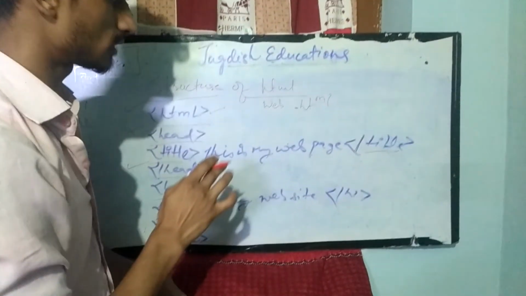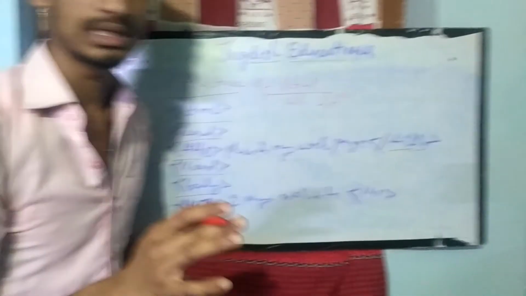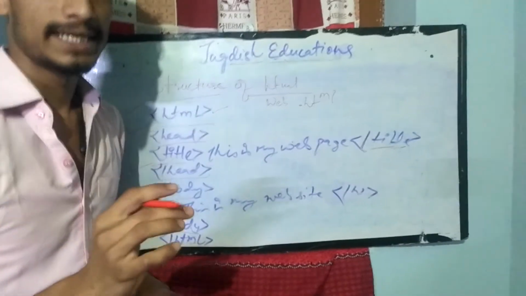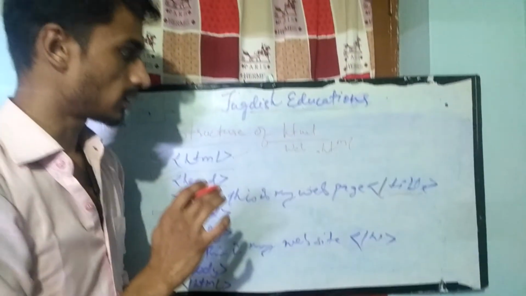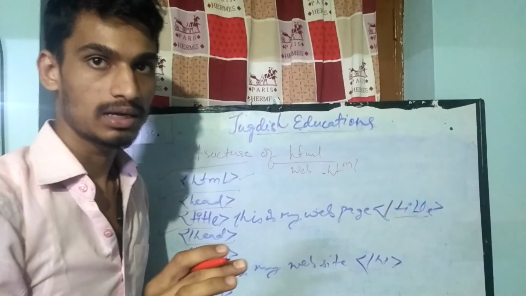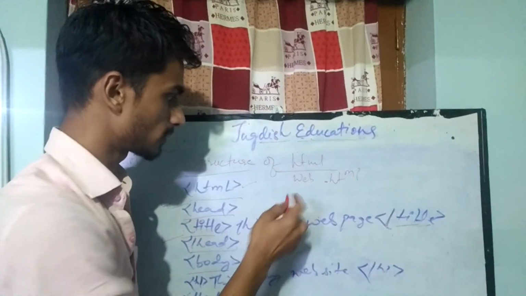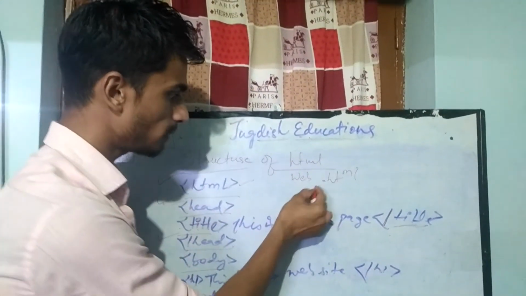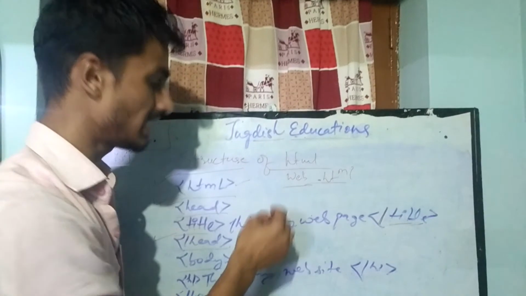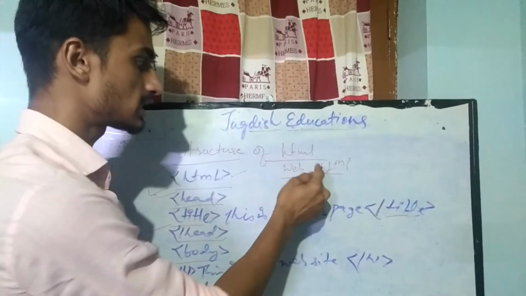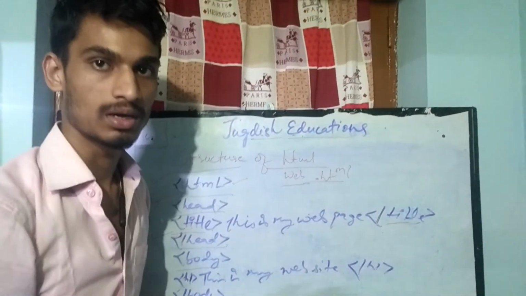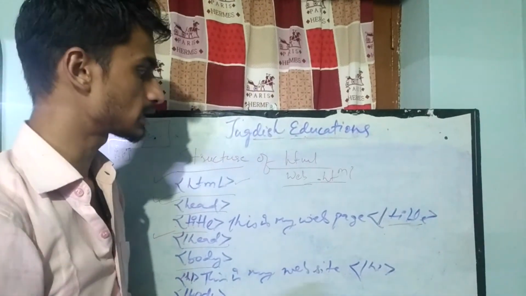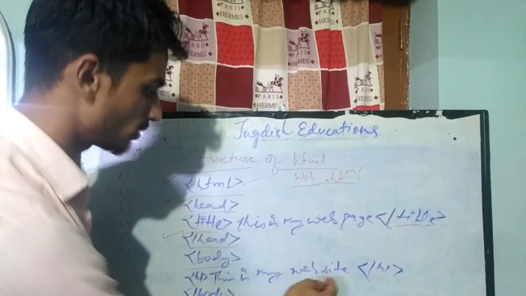So open a notepad. How to write this? You can install any editor, and you can create a new file. Go to new, and type this code and save it as web.html, and then open this web.html in any browser, Chrome, Firefox, Internet Explorer. You will come to know about this web page.